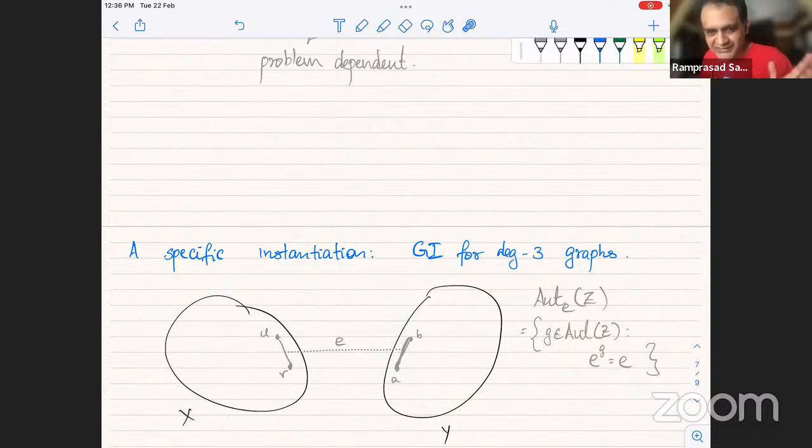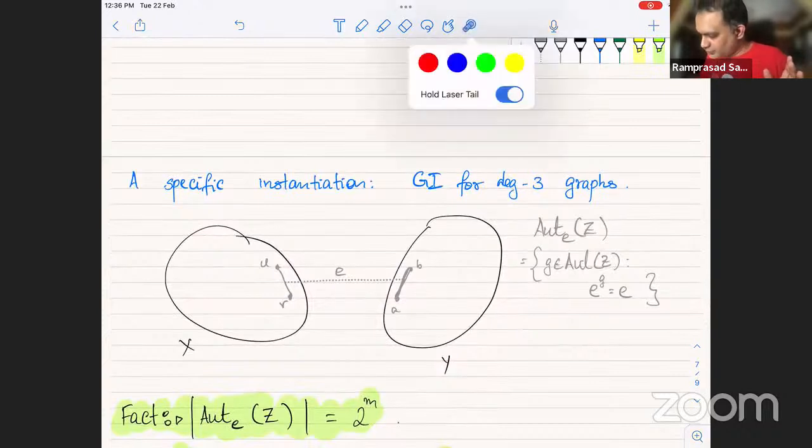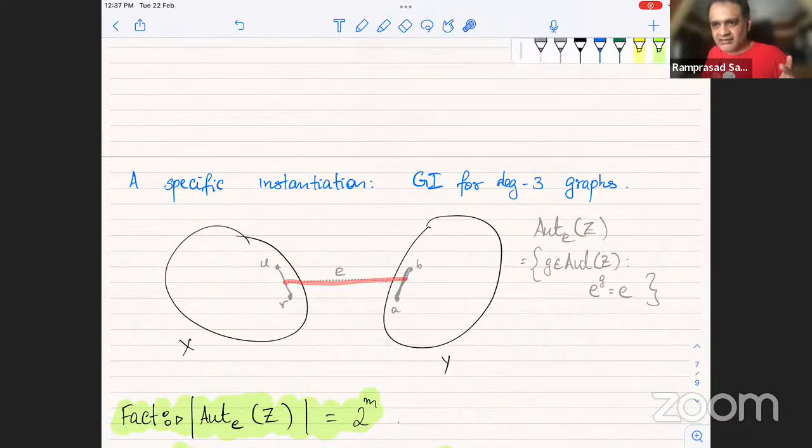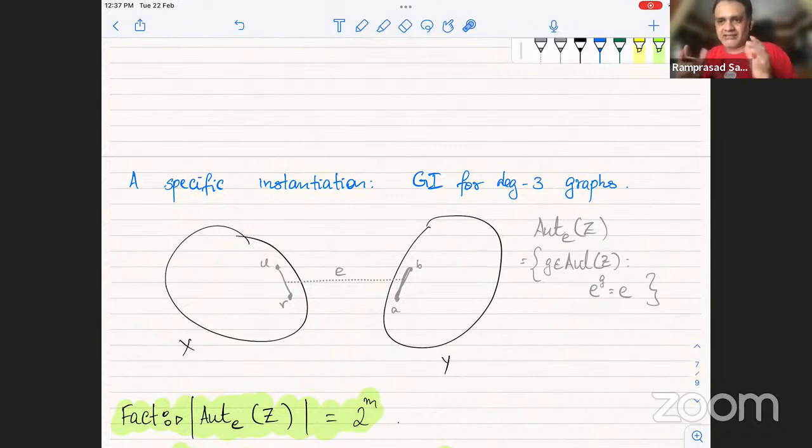The reason we are interested in the sub question is because of this amazing fact, which is that once you fix this edge in the middle, if you have a degree 3 graph, the size of this automorphism group happens to be a power of 2. Without fixing the edge, it could be the case that if this is an n-cycle and this is another n-cycle, this edge could have gone to any other edge, so you won't get a power of 2 here. But once you fix an edge, it turns out to be a power of 2. Again, if you want a proof of this fact, it is there in the notes.